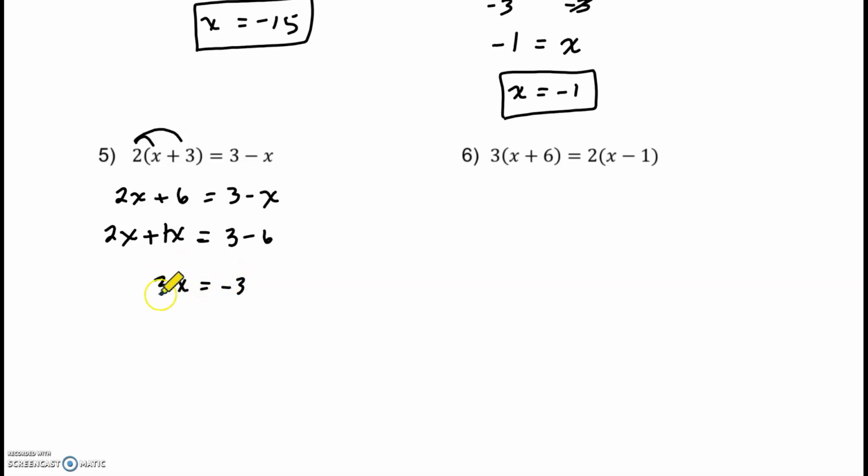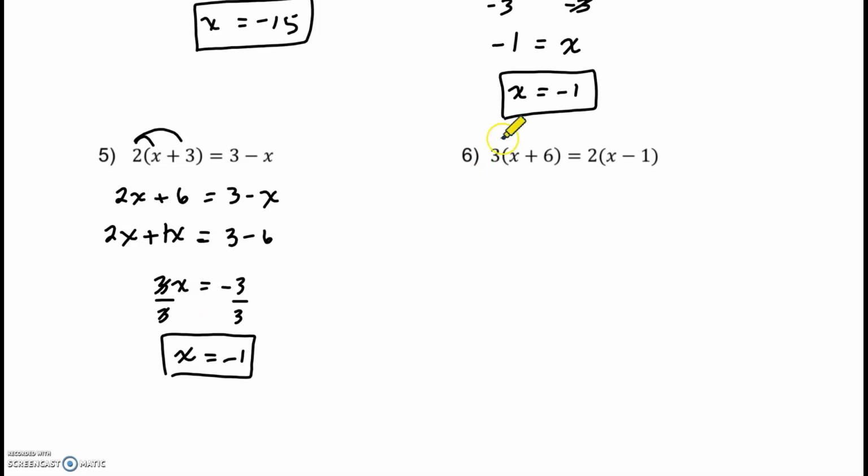And now I need to get rid of this times 3 so I can get x by itself. And the opposite of times 3 is divide 3, both sides. So 3 goes into 3 once, and I'm left with 1x, but we don't need to write that 1. And negative 3 divided by 3 gives me a negative 1. Okay, if you're feeling brave, go ahead, try 6 on your own by pausing the video. If you're not too sure, you can stick with me.